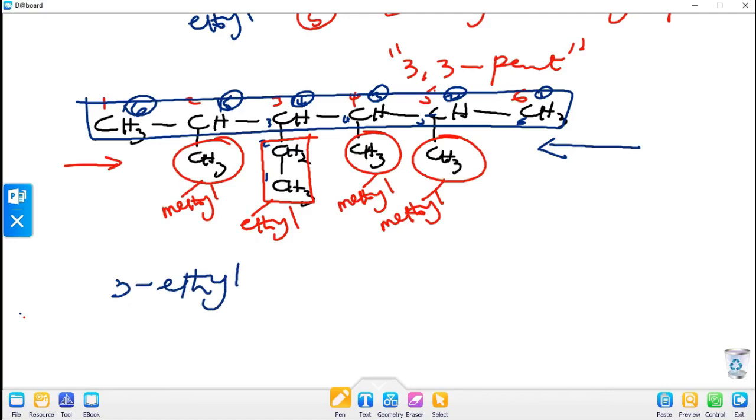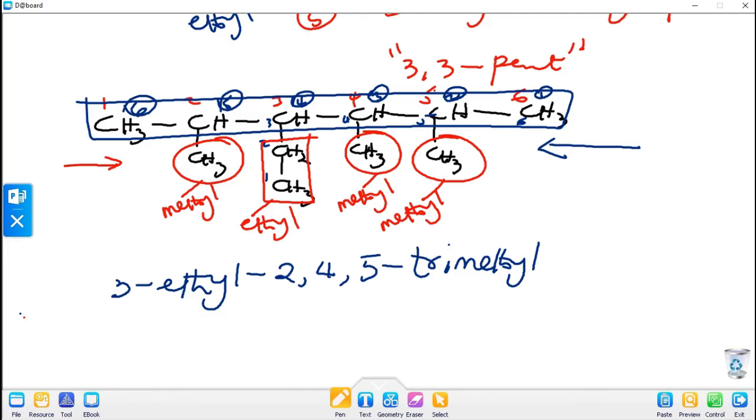The first methyl is at carbon 2, so we have 2, comma. The second methyl is at carbon 4, so we have 4, comma. The third methyl is at carbon 5, so we have 5. There are no more methyls, so hyphen trimethyl. So we can see all the side chains have been captured. 3-ethyl, 2,4,5-trimethyl. Then we're going to end with the name of the parent chain.